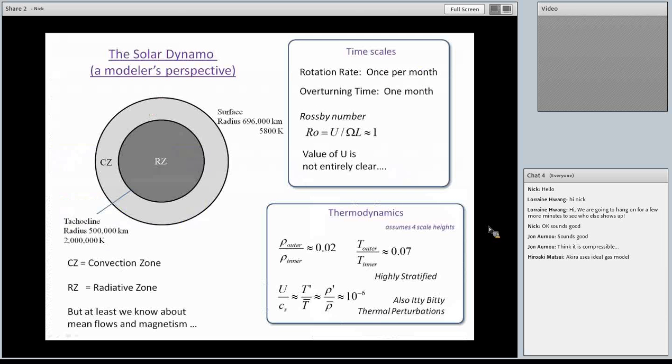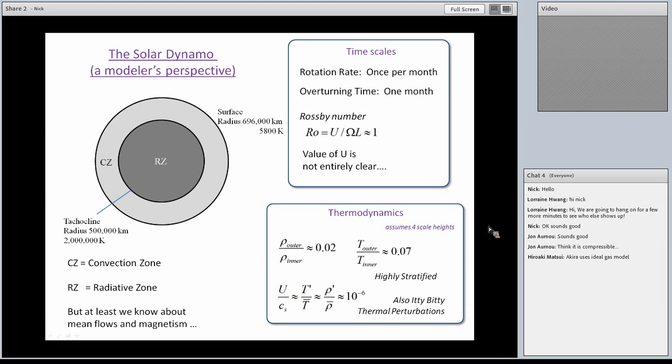So if you wanted to model the sun, you might draw a diagram like I showed for the Geodynamo earlier on. It's similar and yet different. Obviously the size scales are much larger. What you find is that the outer 30% of the sun by radius is convective, and that's indicated here by the CZ, the convection zone, and then interior to that is a region which is convectively stable, so I refer to that as the radiative zone.